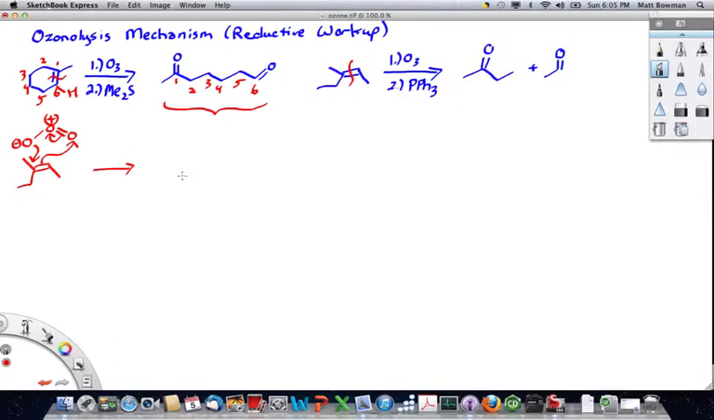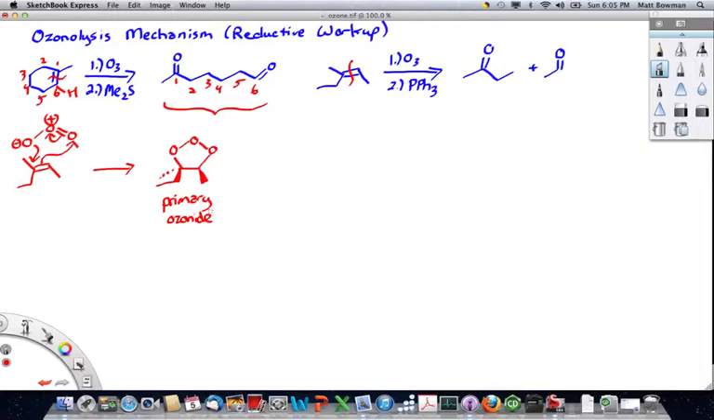And in this irreversible process, you end up with this molecule, like so. And this is what's referred to as the primary ozonide.